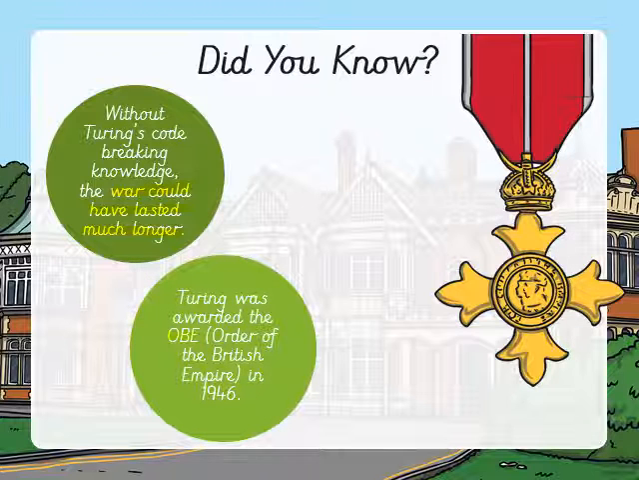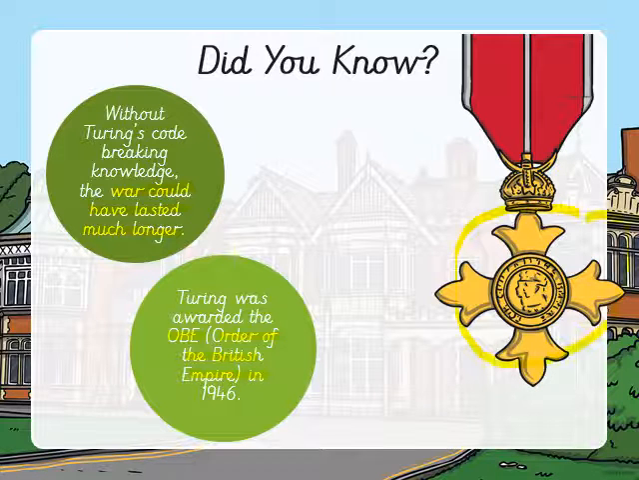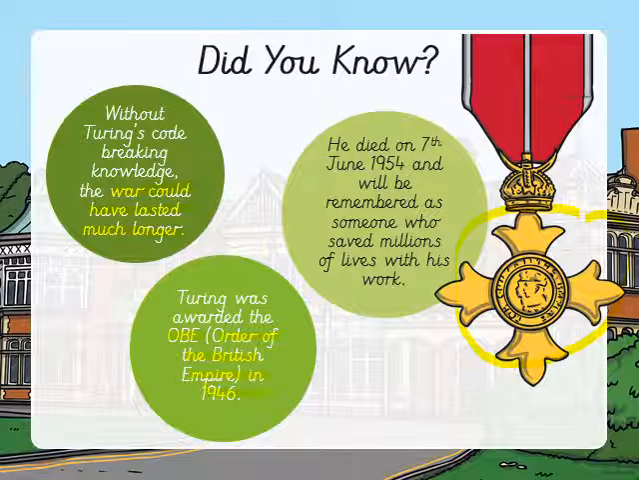Turing was awarded an OBE, the Order of the British Empire, which is this medal, in 1946. It says Order of the British Empire. It's an honour to receive this medal. Not many people do. He died on the 7th of June 1954, and he will be remembered as someone who saved millions of lives with his work. So not only was he a mathematician and a scientist, but because of his code breaking, he saved millions and millions of lives.